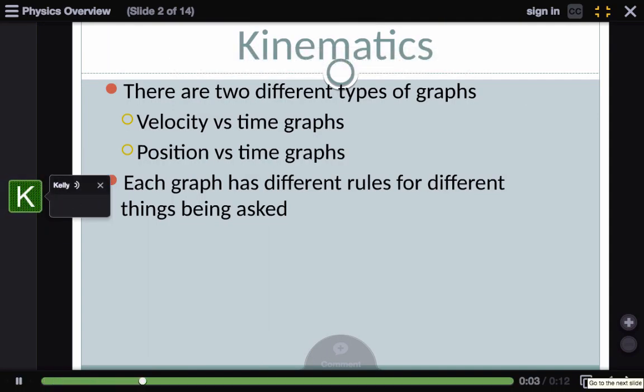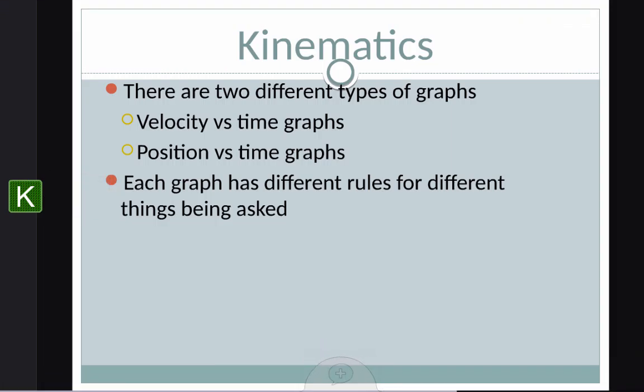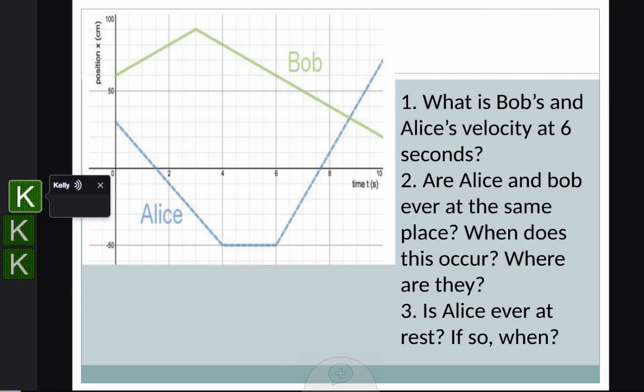In kinematics, there are two different types of graphs: velocity versus time graphs and position versus time graphs. In each graph, there is a different rule for the different thing that's being asked. The velocity is the slope in position versus time graphs.